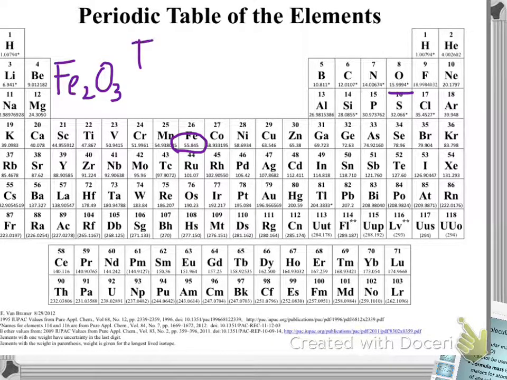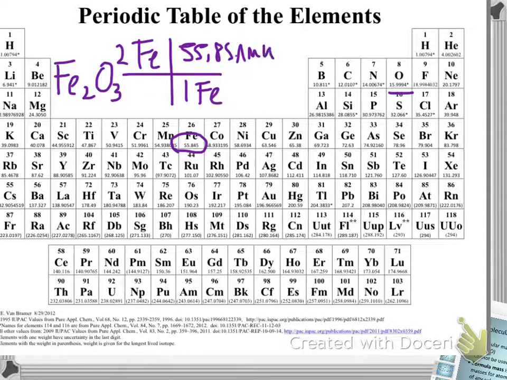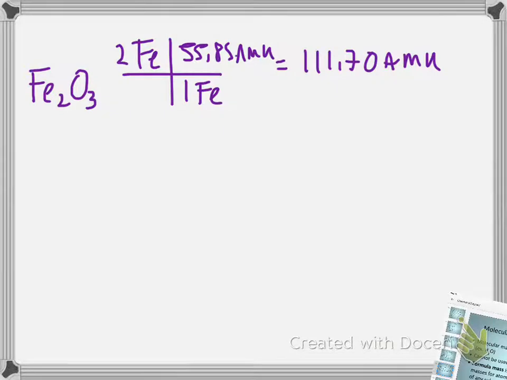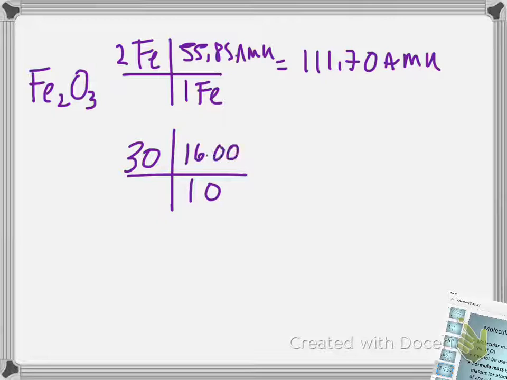So that gives us iron. We have 2 iron ions, 2 iron atoms, and every one iron has a mass of 55.85 AMUs. We'll go ahead and do the math. So we have the mass of iron in a formula unit of iron 3 oxide coming in at 111.70 AMUs. And I have 3 oxygens. We said that every one oxygen has a mass of 16.00 AMUs. So those are coming in at 48.00 AMUs.